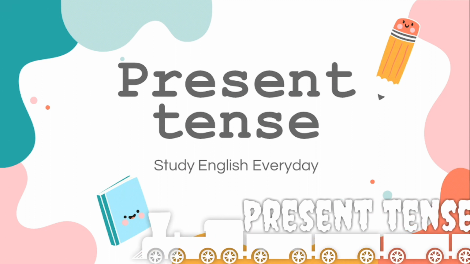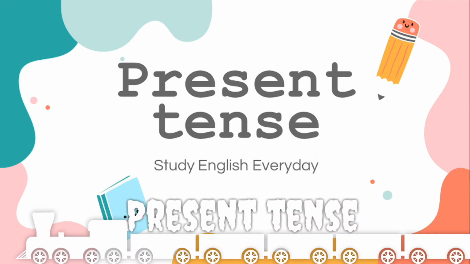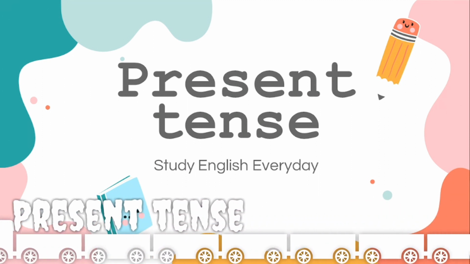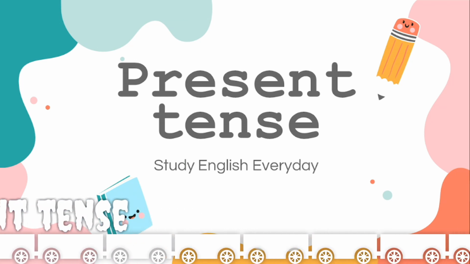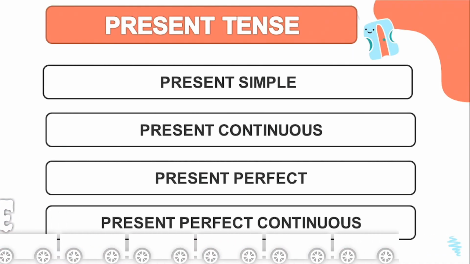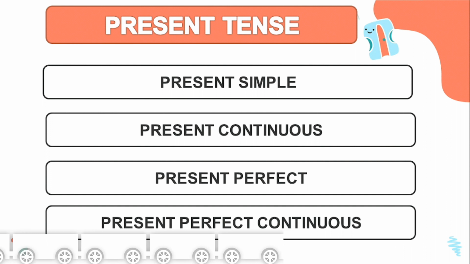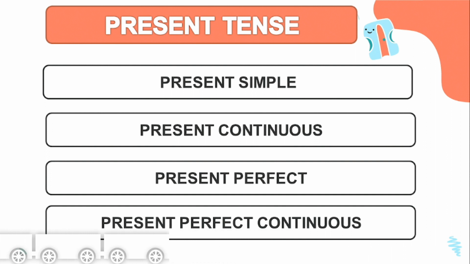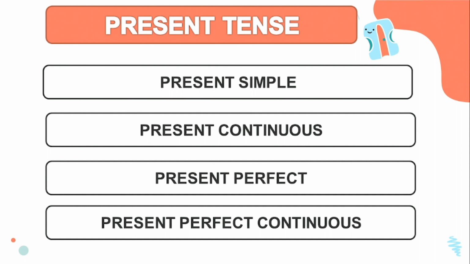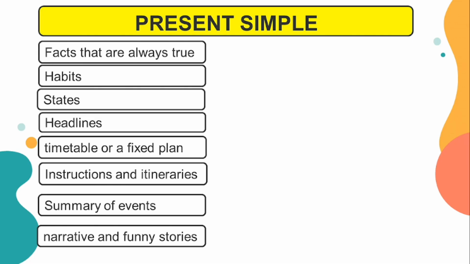Today I will show you how to use the present tense. Do you know what kinds of present tense there are? We have four: present simple, present continuous, present perfect, and present perfect continuous. Now the first one, present simple. With present simple, we describe facts that are always true, habits, and states.